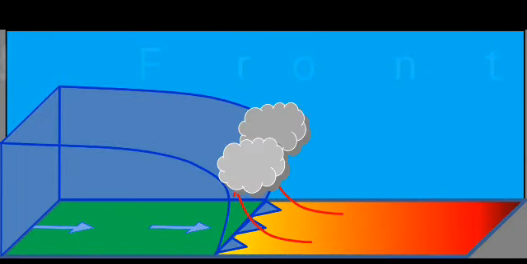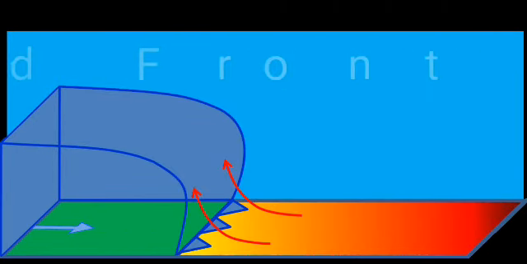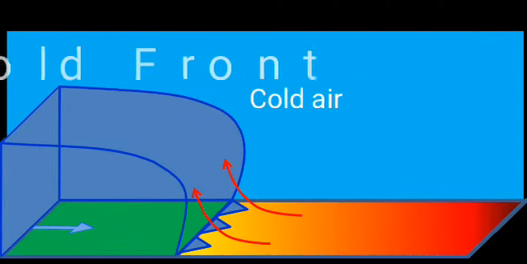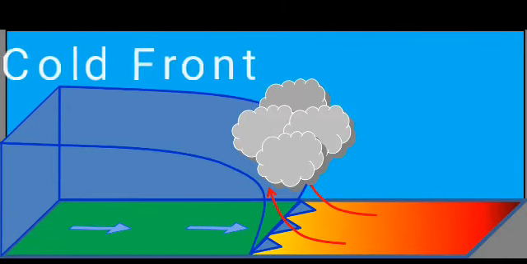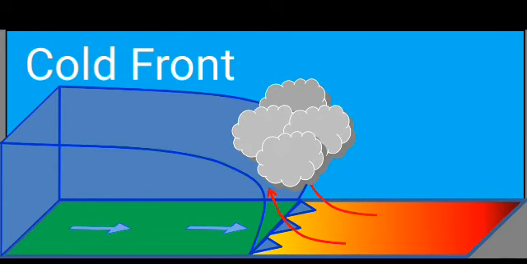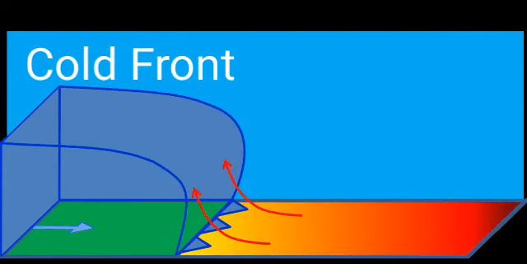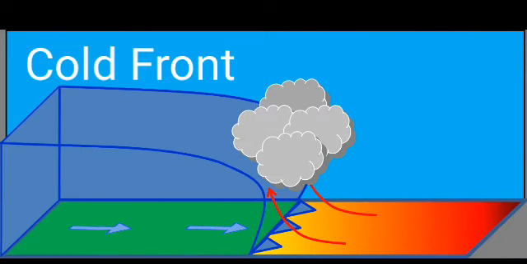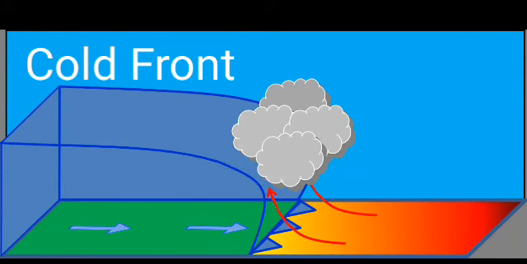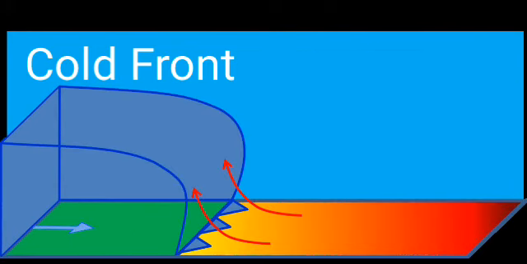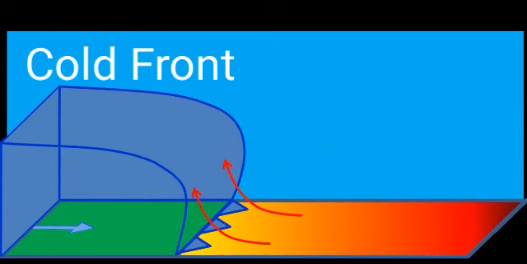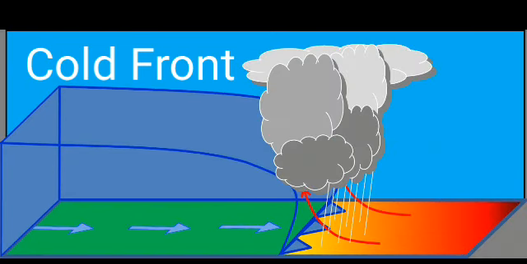Cold front. A cold front is a front in which cold air is replacing warm air at the surface. Some of the characteristics of cold fronts include the following. First, the slope of the typical cold front is 1:100, vertical to horizontal. Cold fronts tend to move the farthest while maintaining their intensity.